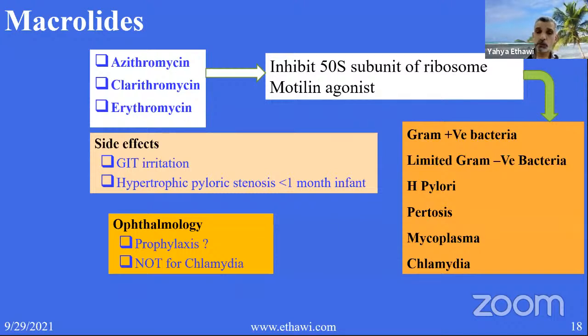We use them most commonly in neonates for prophylaxis of conjunctivitis. But remember, they do not cover chlamydia. So in the last 1 year, we stopped using erythromycin as prophylaxis eye drops. We've discovered it's unnecessary. So there is no need to give eye prophylaxis.